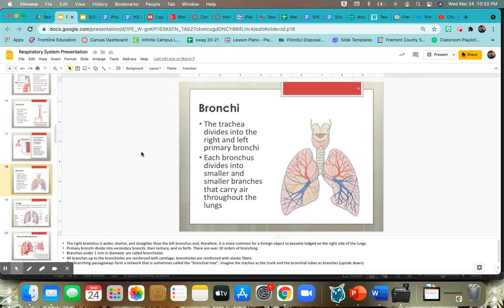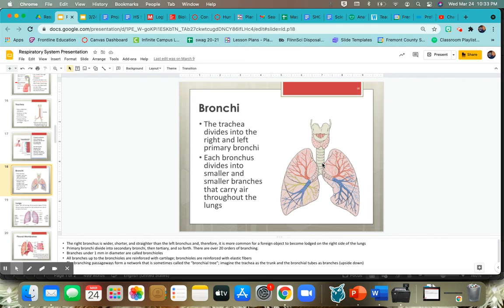Okay, and after it travels into your trachea, it is going to divide into what we call the right and left primary bronchi. Those are just these two branches you can see with the rings that it continues down into. These are the bronchi. A single one is called a bronchus, but two of them are called bronchi. The right bronchus is wider, shorter, and straighter than the left one.